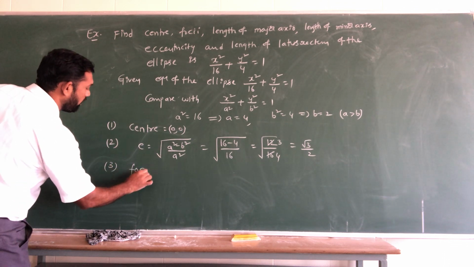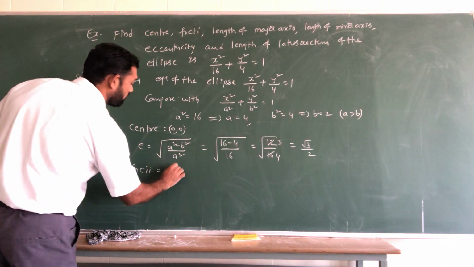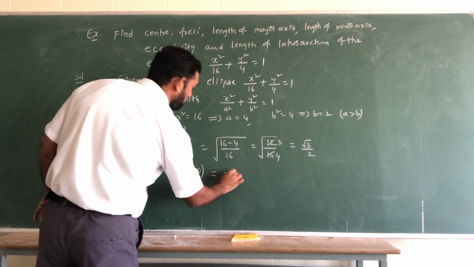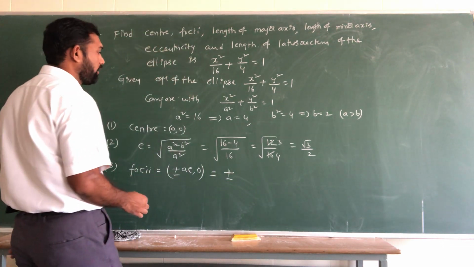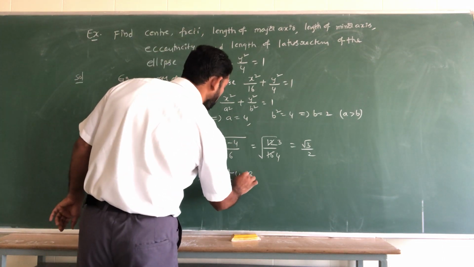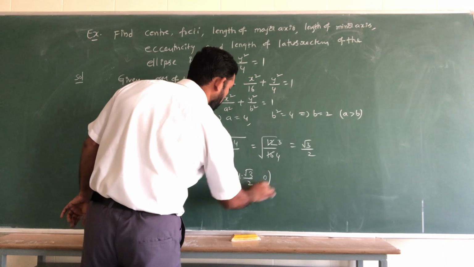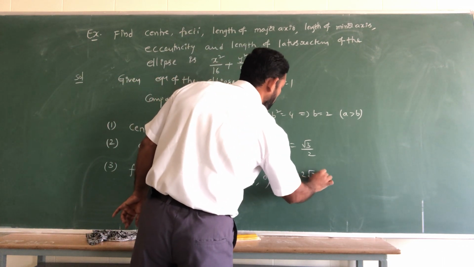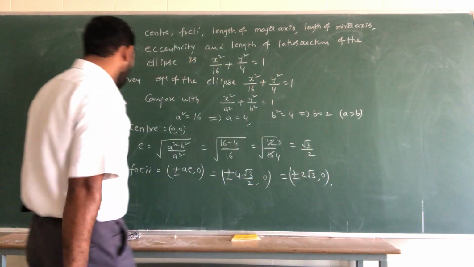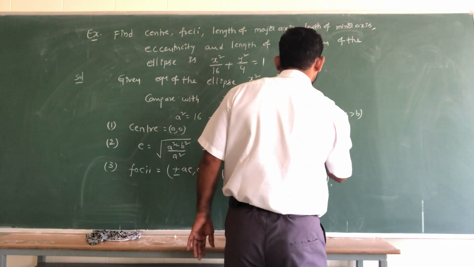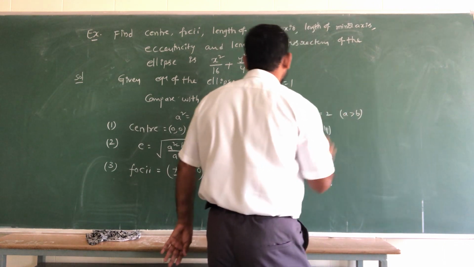Next you simplify foci. What are the coordinates of foci? Plus or minus ae, comma 0. The a value is 4, into e value root 3 by 2, comma 0. Then simplifying what you are getting: plus or minus 2 root 3, comma 0. Understand? The third point is over. Next is the fourth point.